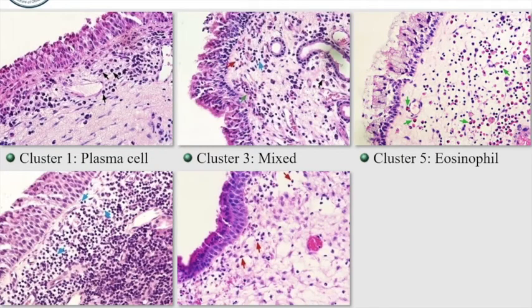Here are these 5 clusters. As you can see, cluster 1 is a plasma cell dominant cluster. Cluster 2 is a lymphocyte dominant group. Cluster 3, mixed group. Cluster 4, a neutrophil dominant group. And finally, cluster 5 is an eosinophil dominant group.